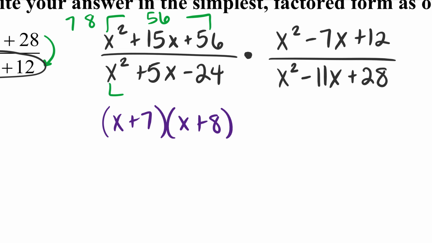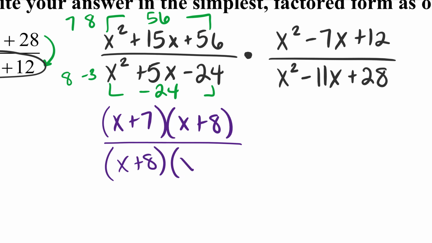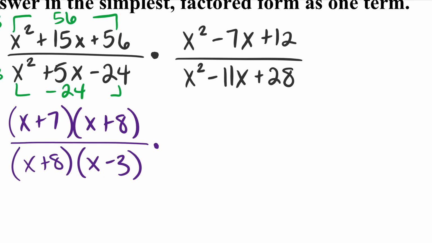Now I have first times last is negative 24. So what multiplies to negative 24 and adds to positive 5? 8, negative 3. Okay, so over x plus 8, x minus 3. Okay, you see that match. I'm going to go ahead and wait. You can go ahead and cross it off if you want to, but I'm going to wait a little bit.